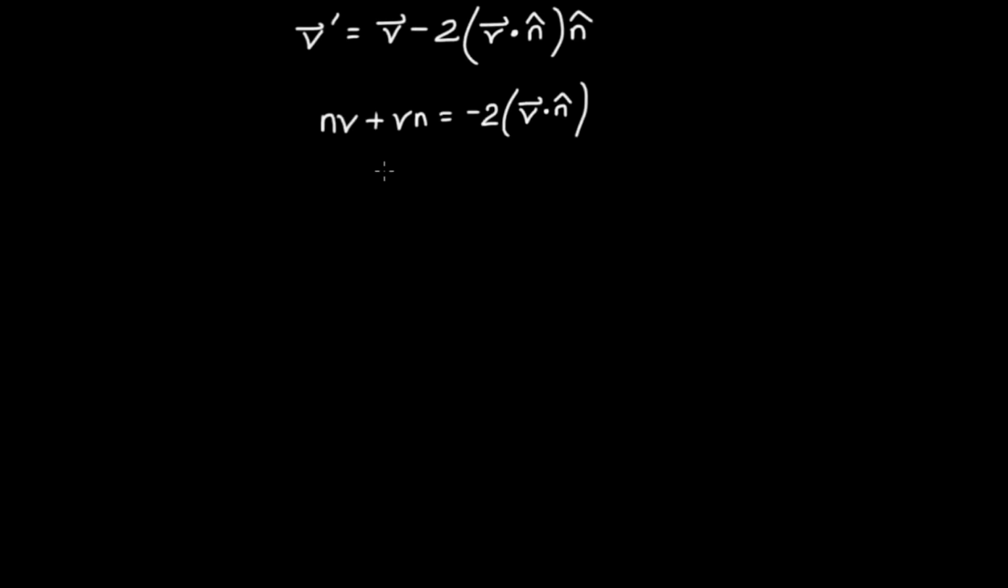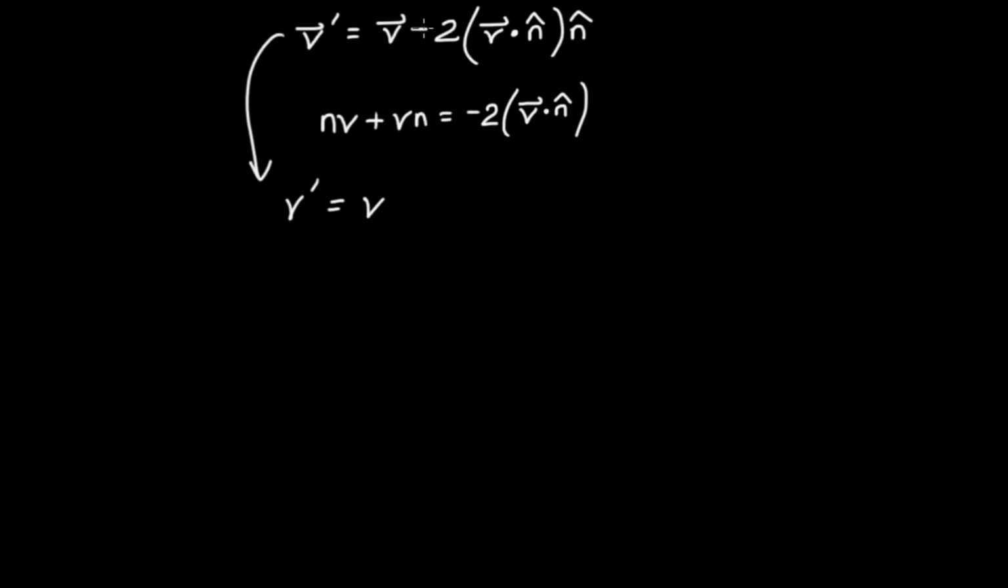I've cleaned up the board a little bit here. There's my vector analysis reflection equation, and here's that new quaternion equation that we just derived: nv plus vn is equal to minus 2 times v dot n. Now I'm going to write this as a quaternion equation instead of a vector equation. So instead of the vector v prime, I'm going to write the quaternion v prime is equal to, instead of the vector v, the quaternion v.